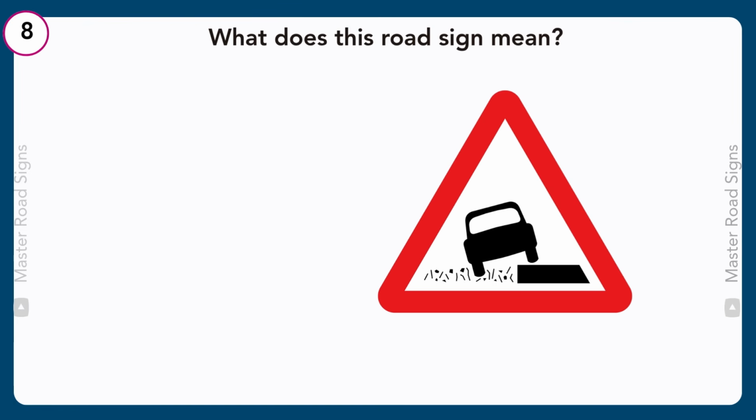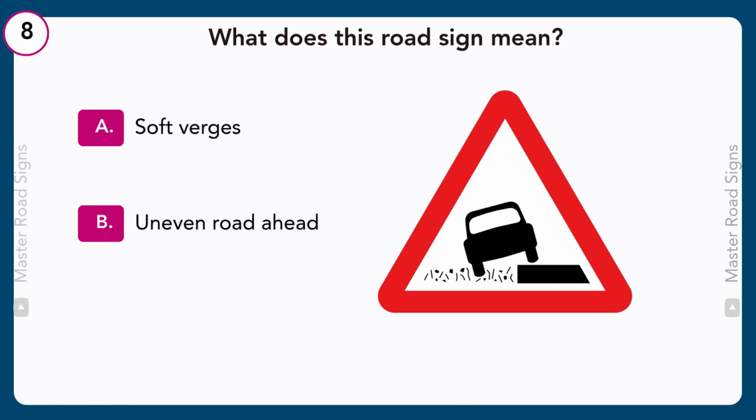What does this road sign mean? Option A, soft verges. Option B, uneven road ahead. Option C, loose chippings.